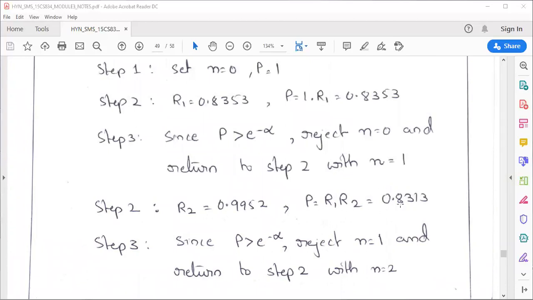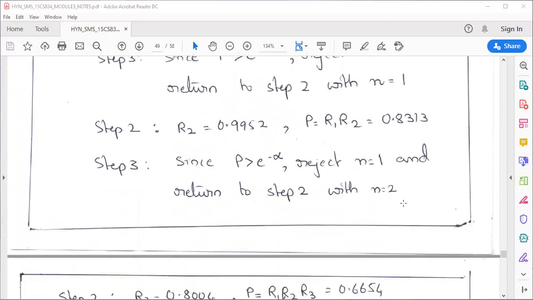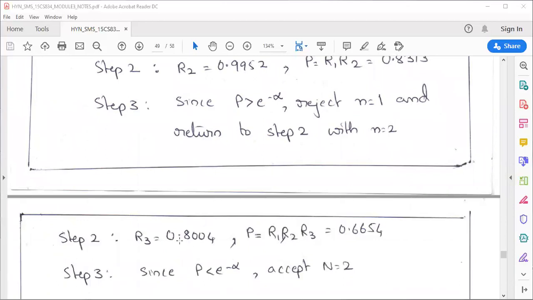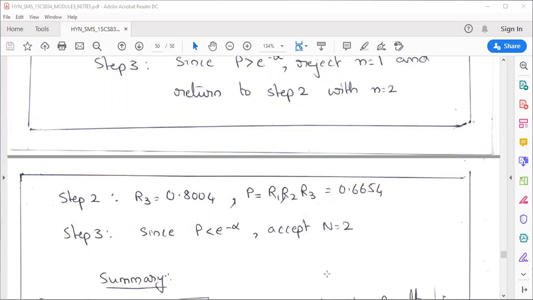That means R1 into R2 you have multiplied, you got it as 0.8313. Now multiply that 0.8313 into 0.8004. If you multiply, you will get the value as 0.6654. Now we have to check whether this particular value is less than e power minus alpha. So 0.6654 is less than 0.81. Therefore, I will accept capital N is equal to small n. What is the current value of small n? Small n current value is 2. So accept capital N is equal to 2.